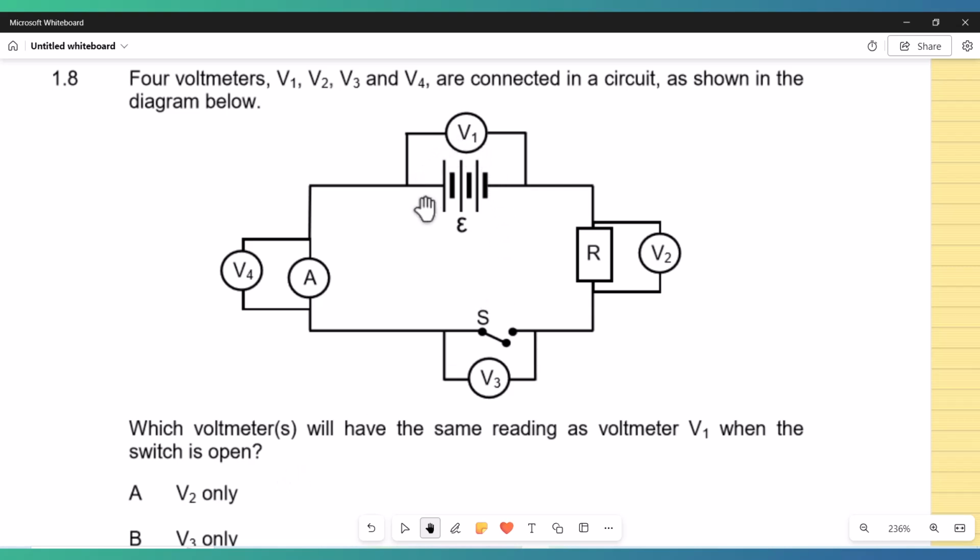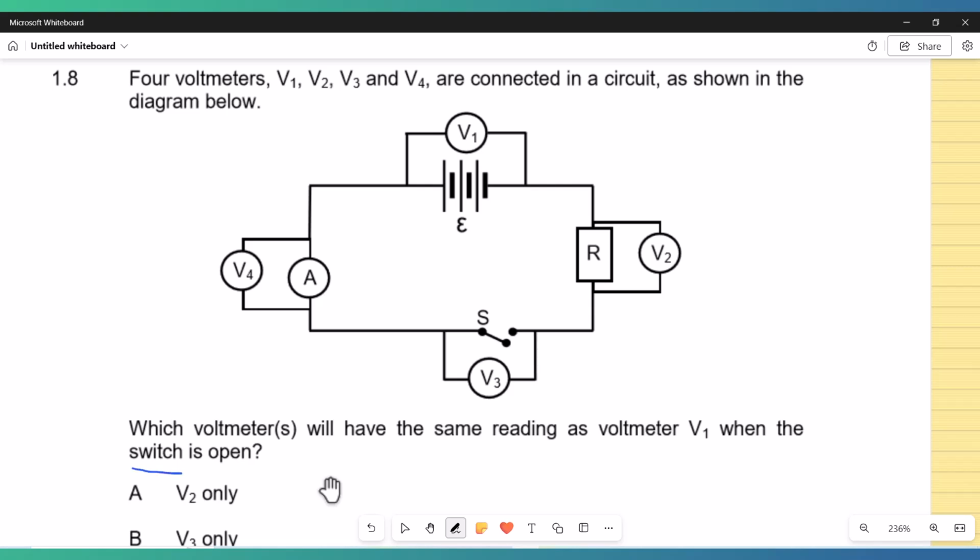Now V1 is supposed to read two things. V1 can read EMF, or V1 can read what we call the terminal voltage. If the current is flowing through the circuit, V1 reads V external, which is also called terminal voltage. However, if no current is passing through this external circuit, then V1 reads EMF. Now, in this particular case, which voltmeters will have the same reading as voltmeter V1 when the switch is open? Did we hear that? When the switch is open.